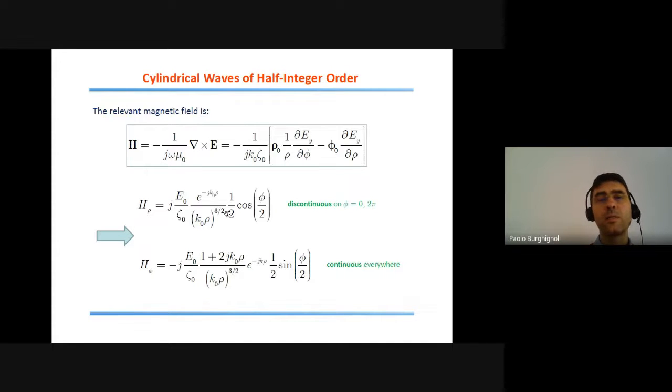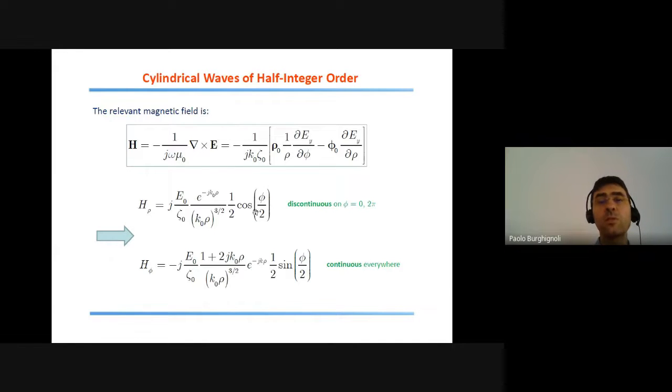Now, since for h rho we have a cosine function, you can see immediately that this function is discontinuous when phi is equal to 0 or 2 pi. Because if you evaluate the cosine in phi equal to 0, then you get a value that is the cosine of 0, that is 1. Whereas if you evaluate this function when phi is equal to 2 pi, what you get is the cosine of pi, which is instead equal to -1.